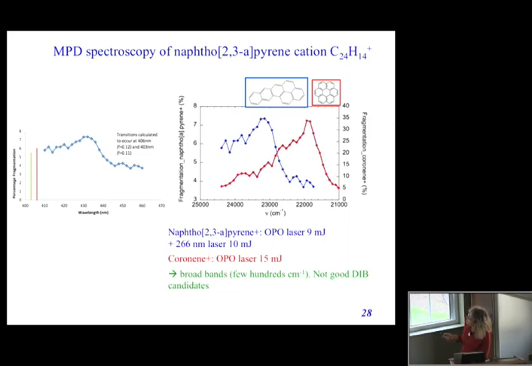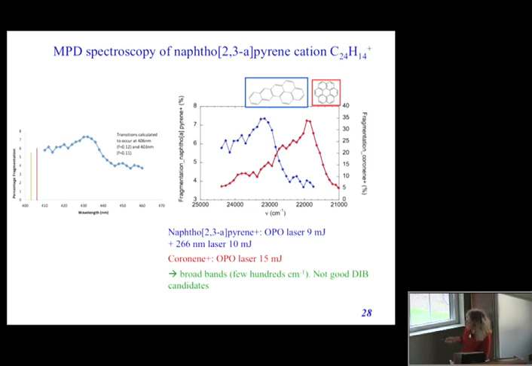And you see the band here. And actually, you have two bands which are predicted by theory. So I think you have the two bands here. And you see again that you have quite broad bands.